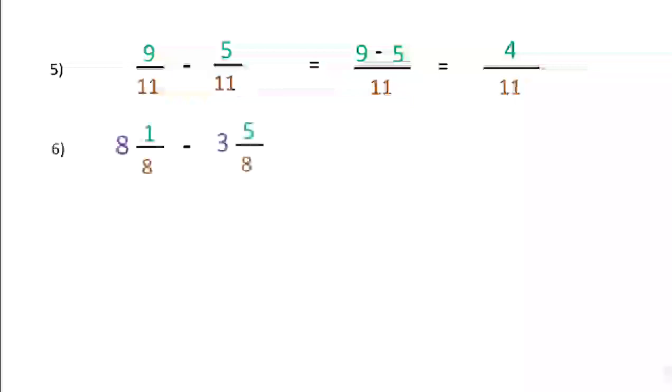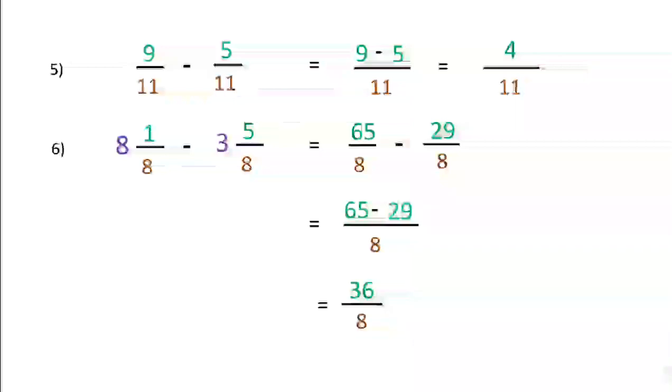Then next, 8 1 by 8 minus 3 5 by 8. We have to change 8 1 by 8. 8 into 8, 64, plus 1, 65 by 8. Minus 8 into 3, 24. 24 plus 5 is 29 by 8. We subtract these two, 65 minus 29 by 8, that is 36 by 8. We reduce 36 by 8, common number is 4. In 8, 2, 4. Then in 36, 9, 4. That is 9 by 2 is the answer.